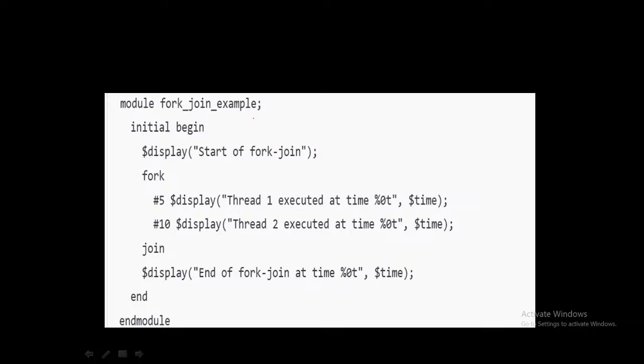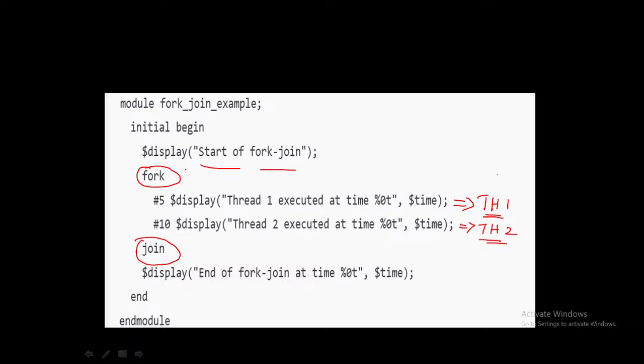Let's take an example and analyze how this fork join is working. We have taken a module called fork_join_example, and within an initial begin block, we have displayed something called start of fork join. Within the initial begin block I'm displaying this, and I'm using this fork and join. This first display statement is my thread 1, and the second statement is my thread 2.